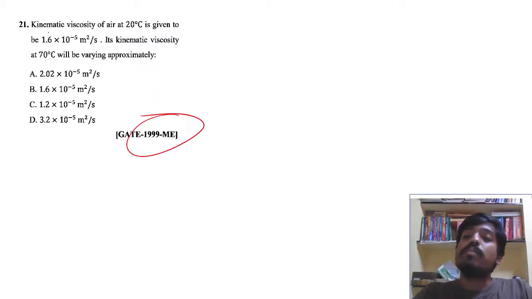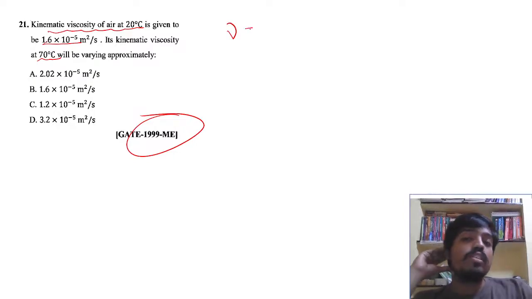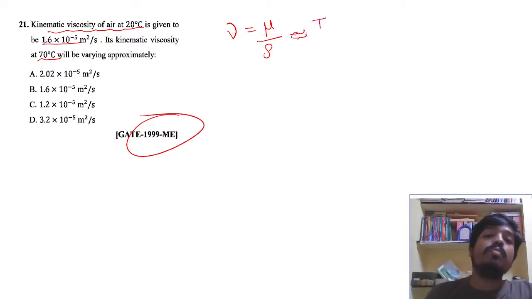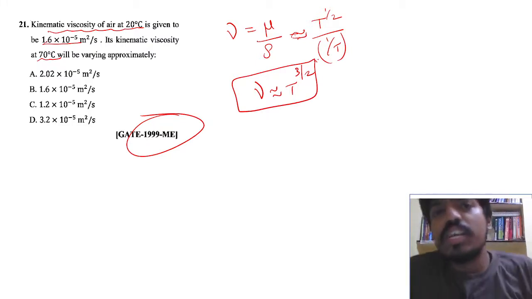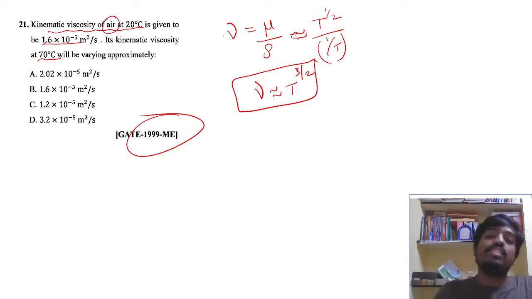Mechanical engineering, the kinematic viscosity at this temperature is what? Listen carefully. Kinematic viscosity is equal to mu divided by density. Mu is dependent on temperature, and density is inversely proportional to temperature. So mu is directly proportional to T to the power of 3 by 2. Kinematic viscosity is directly proportional to temperature to the power of 3 by 2 for any gas, not a liquid, for any gas.